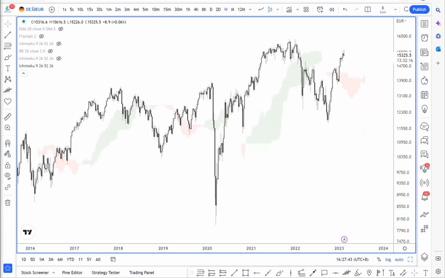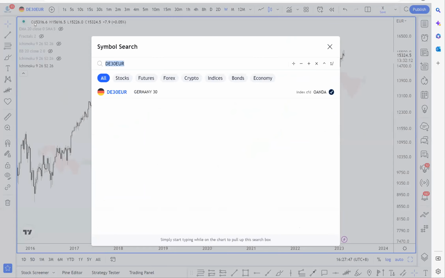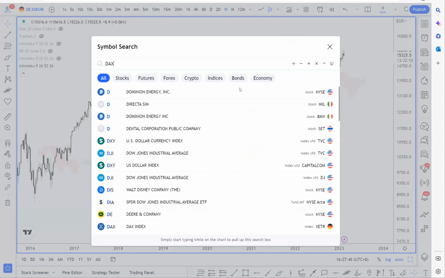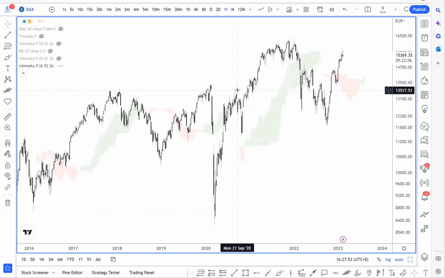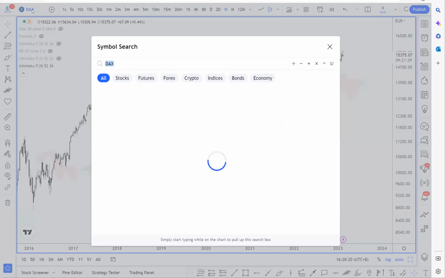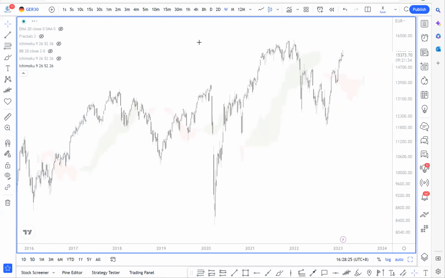Okay, let me just check if I have the right code.